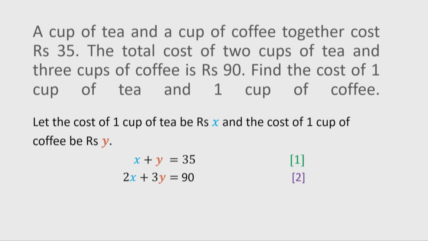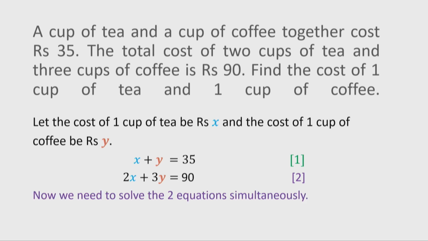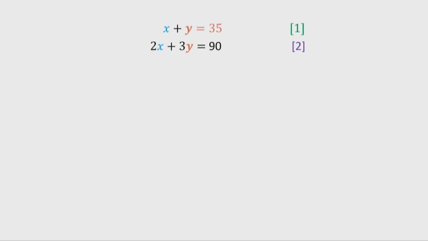We have 2 equations, 2 unknowns. We will have to solve these 2 equations simultaneously. And you can choose either the elimination method or the substitution method. So here are our 2 equations. I will use the elimination method.